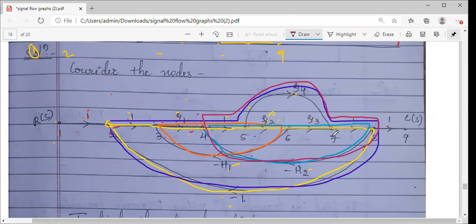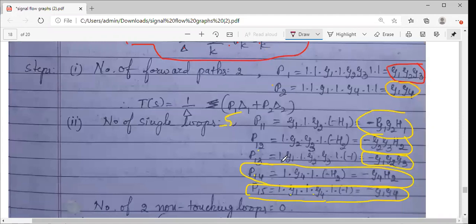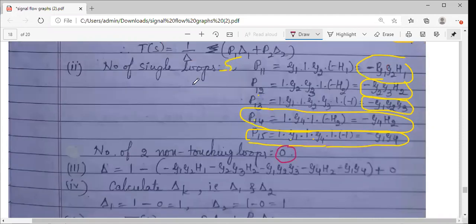If you take any combination, take the yellow and this purple color, they are coinciding. Take this pink color with yellow color, they are coinciding. So you can see all 5 loops, कहां पर भी आपको 2 non touching loops नहीं मिलेंगे. Hence 2 non touching loops number is 0. This is your second step.